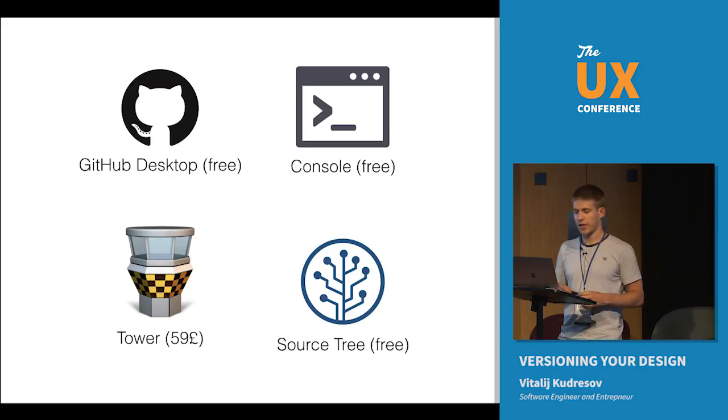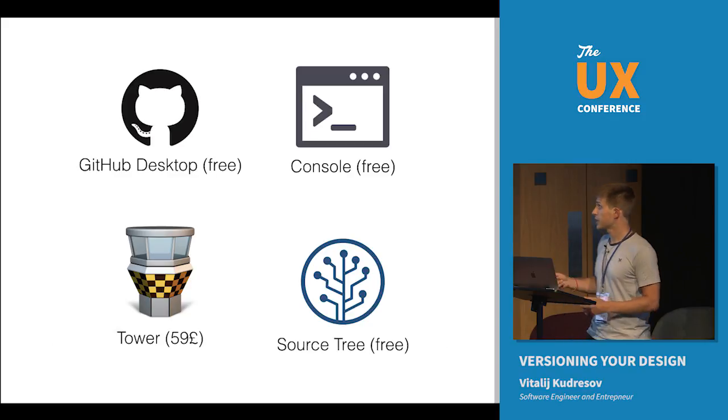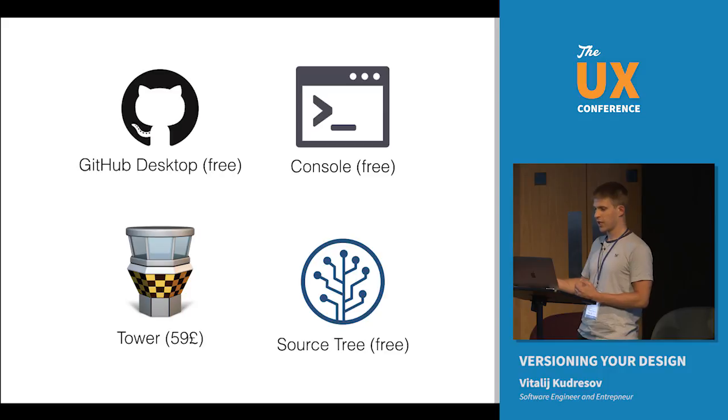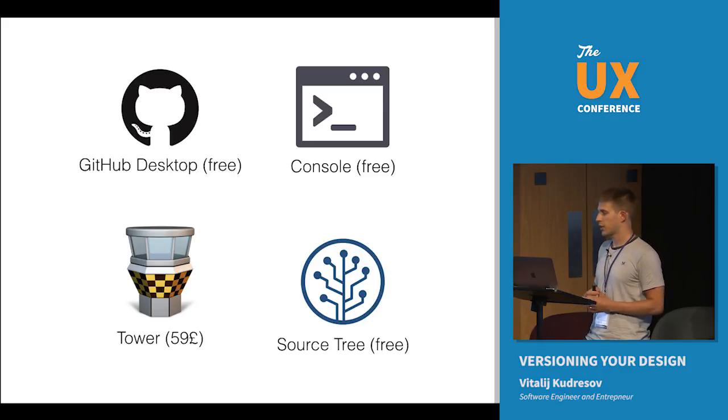Also, you have multiple clients. As I mentioned earlier, GitHub Desktop, I definitely recommend it. Super simple, has very few features, but probably enough for most designers. There's Console. If you're a developer, you probably love it, and it has the most features. Sourcetree, again free, has a bit more advanced features than GitHub Desktop. So if you're lacking some functionality in GitHub Desktop, check out Sourcetree. And Tower is a nice looking one out of the bunch, but the most expensive one.